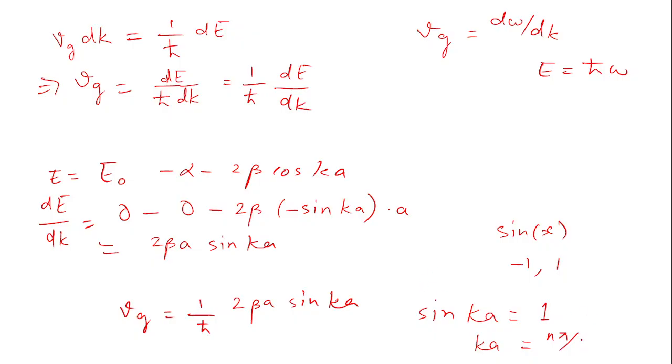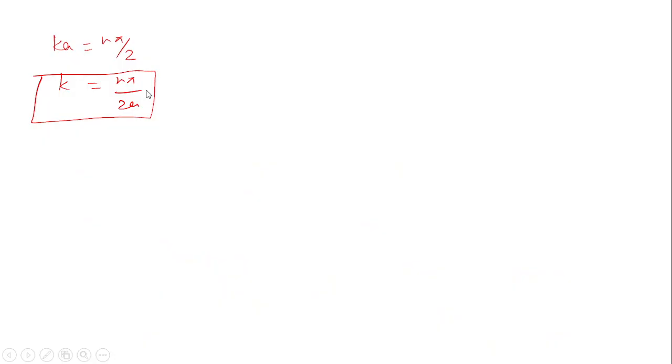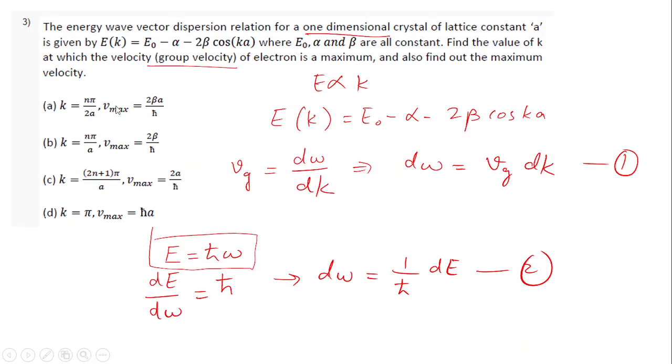And that happens when this theta or this Ka is equal to n pi by 2. And when this is the case, the value of k will be, with Ka being n pi by 2, k is n pi by 2a, and this is the value of k for which the group velocity will be maximum. This was the question, at which value of k group velocity will be maximum. So at the value n pi by 2a, the group velocity will be maximum.